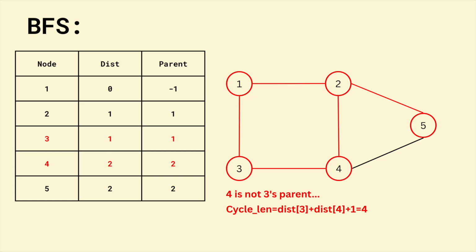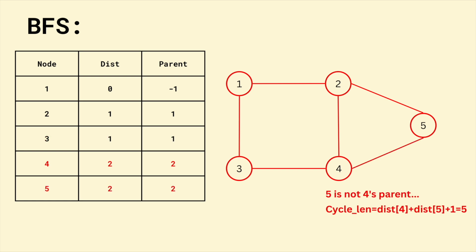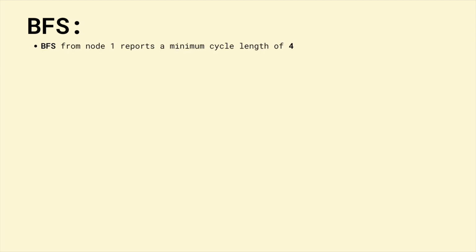Remember that we have to check that 3 is not 4's parent because otherwise we would be getting a one-edge cycle where 2 nodes end up going back and forth. Node 4 will then try to visit node 5, but node 5 already has a different parent in node 2. Thus, we have a cycle and compute the length of it to be 5. Our BFS from node 1 reports a minimum cycle length of 4. However, the output tells us that the answer should actually be 3.